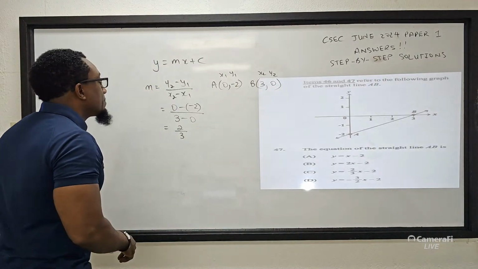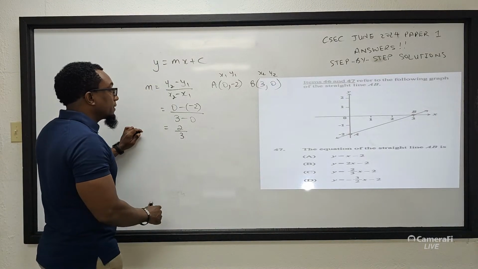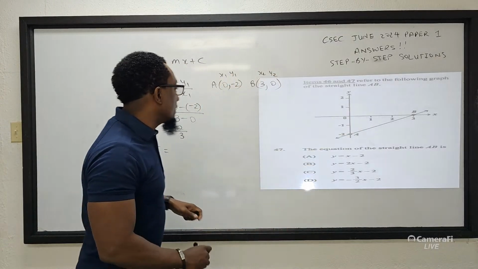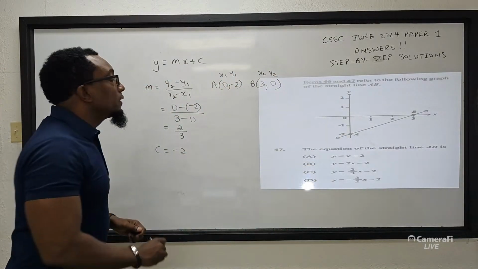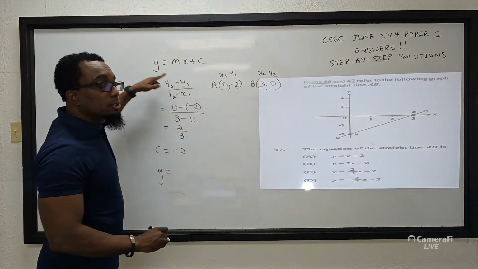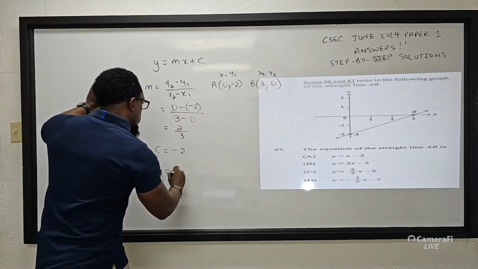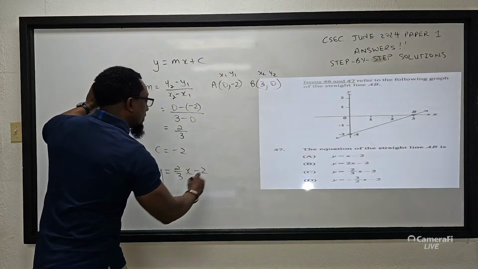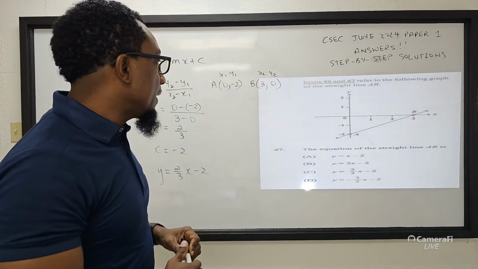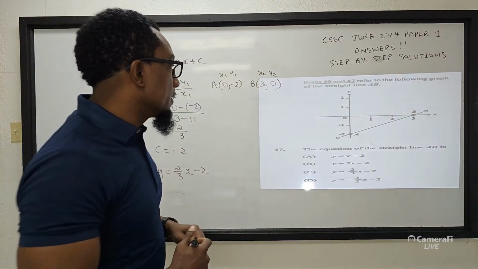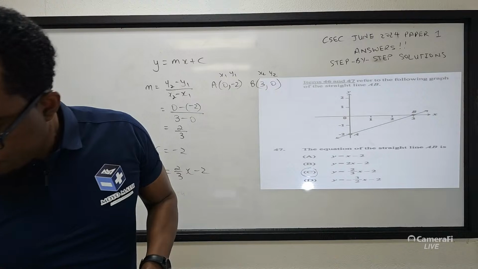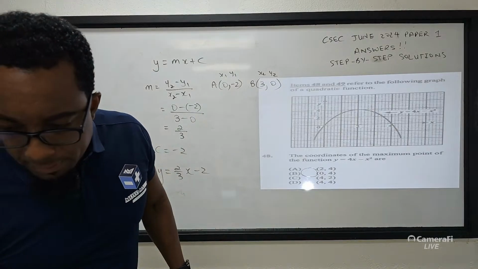So therefore, with my gradient and knowing my y-intercept c, we look clearly and see where the line meets the y-axis at negative 2. The equation of my line then will be, I'm going to write it back in this form, y is equal to 2/3 x, and I'm replacing c with negative 2. And that there is the equation of my line. 47 is C. Yeah? Let's move on to 48.